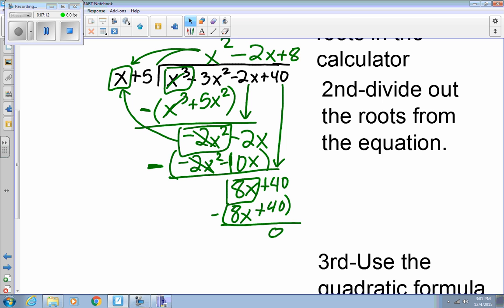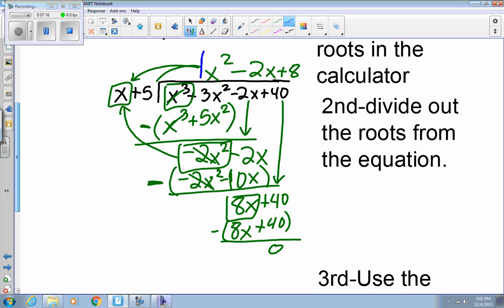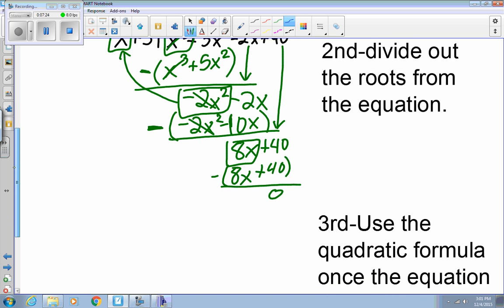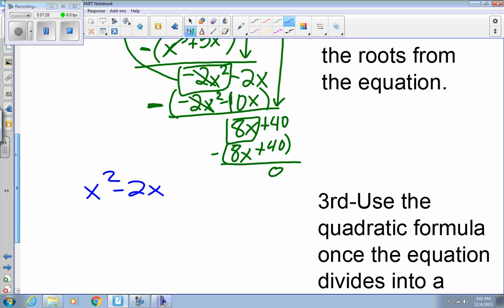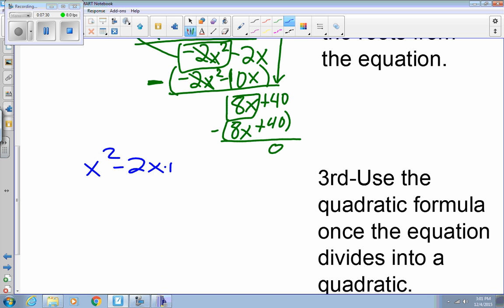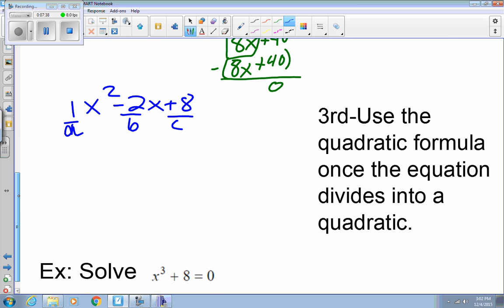There should be no remainder when you're dividing this out. Now, for this, we've got to keep going. X squared minus 2x plus 8. This, we need to use the quadratic formula with. So here's your A, your B, and your C in the quadratic formula. So let's plug it in.